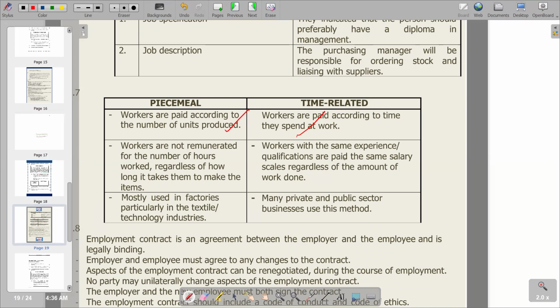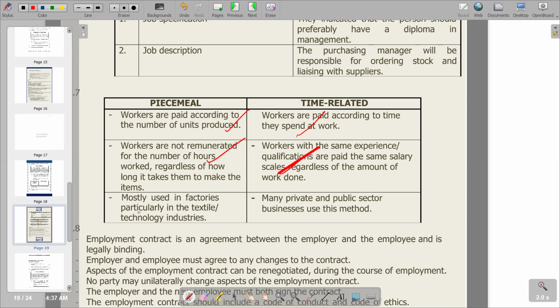On the other hand, with time-related pay, workers with the same experience and qualifications are paid the same salary scales regardless of the amount of work done. So workers of the same experience and qualification will be paid the same amount, which is different from piece rate. Piece rate is based on total output. So this is what we have for the second difference.